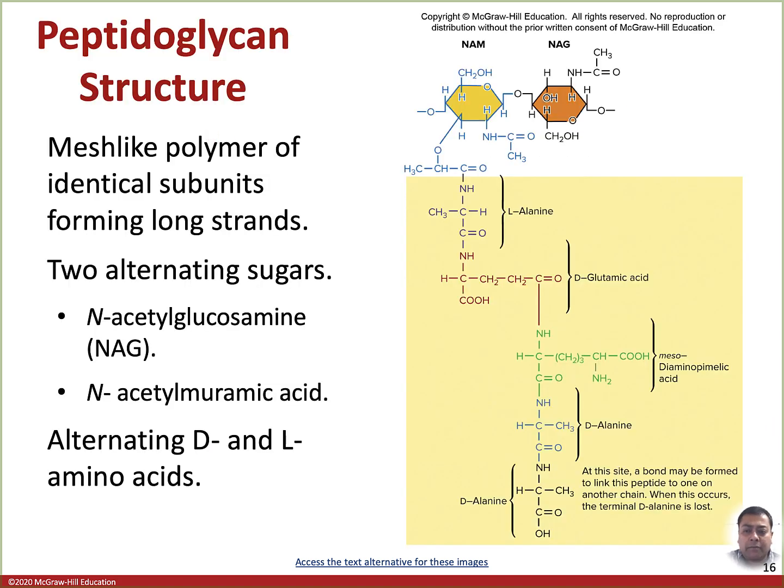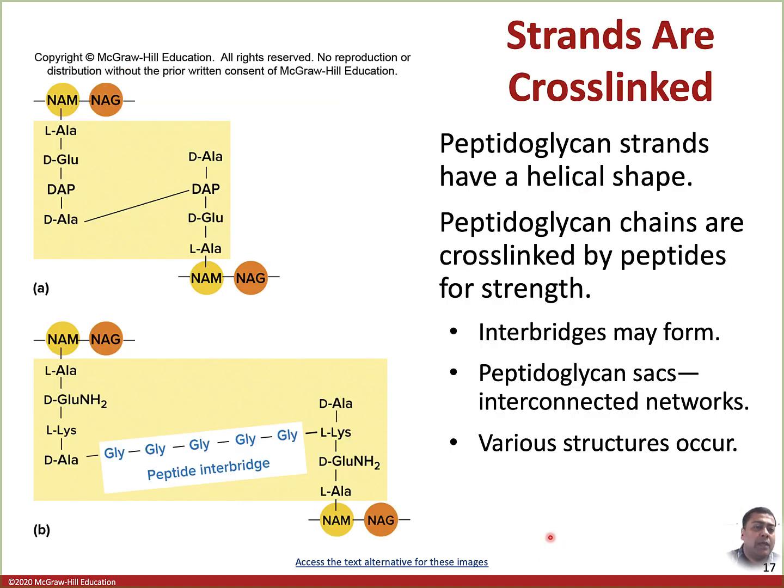If you remember, right here you have two D-alanines. At this site, a bond may be formed to link this peptide to another chain. When this occurs, the terminal D-alanine is lost. That's why you do not see that terminal D-alanine here. This structure is more common in gram-positive bacteria like Staphylococcus. And what you are seeing is that the composition of the stem peptide is a little bit different. As I said before, it may vary a little bit. Here, the first one is an L-alanine.